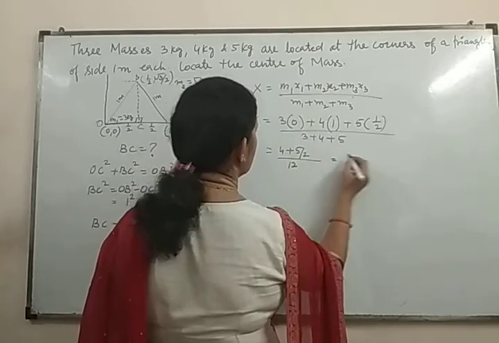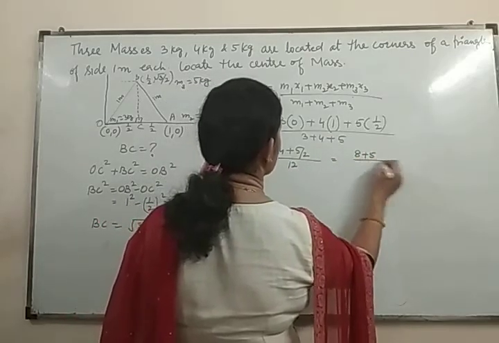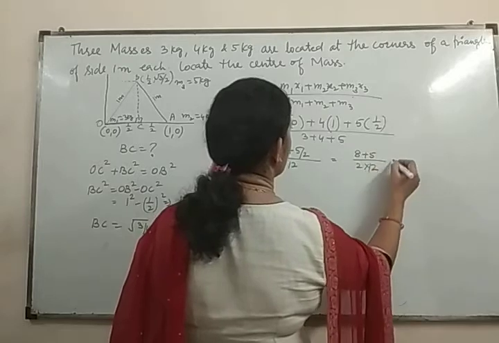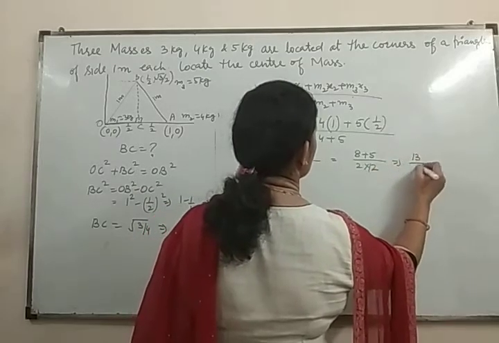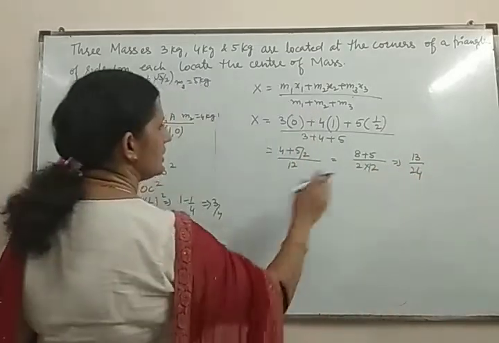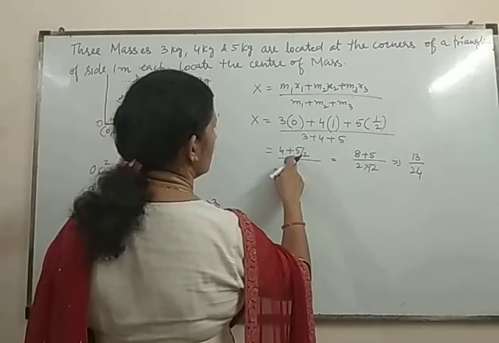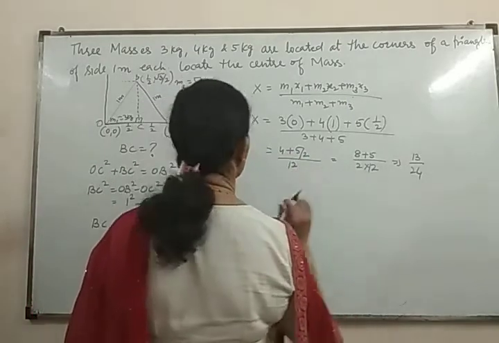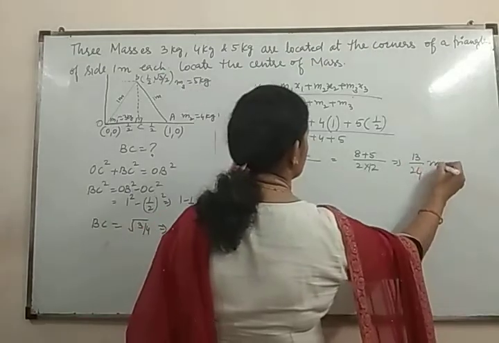And take the LCM. This is 8 plus 5 by 2 into 12. This is 13 by 24. Check the calculation. 8 plus 5 by 2, 13 by 24 meter.